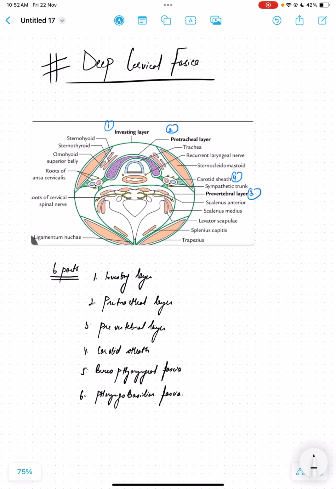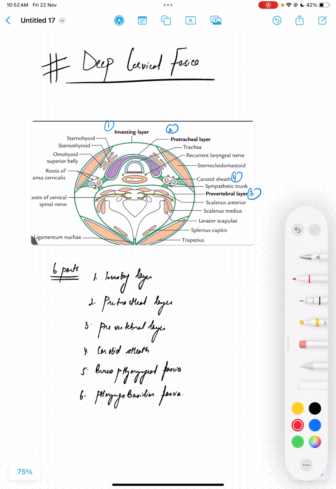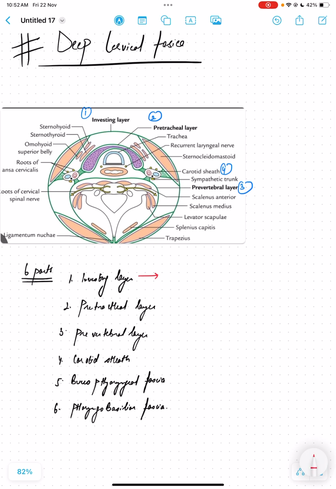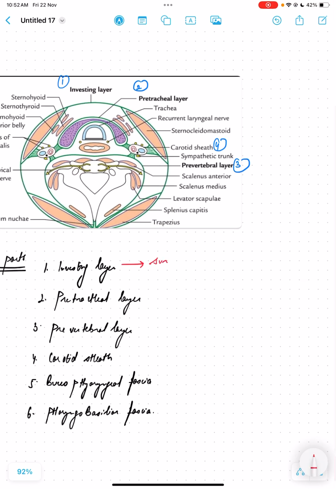First of all, it involves the investing layer, then the pretracheal layer, then the prevertebral layer, then the carotid sheath, the buccopharyngeal fascia, and the pharyngobasilar fascia. Okay, so first beginning with the investing layer. As you can see in the diagram, the investing layer is the outermost layer covering all the structures present inside. So basically it surrounds the neck like a collar.